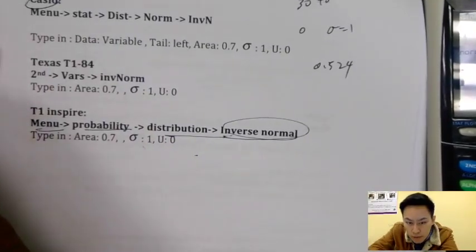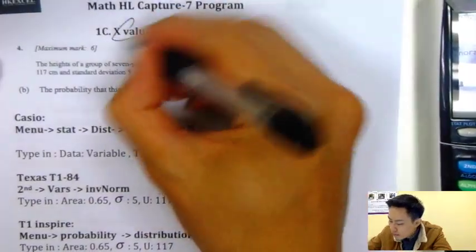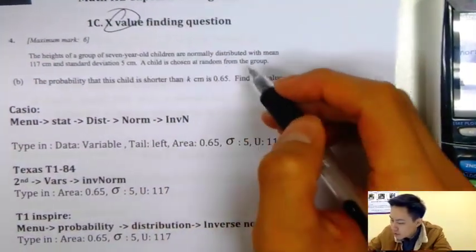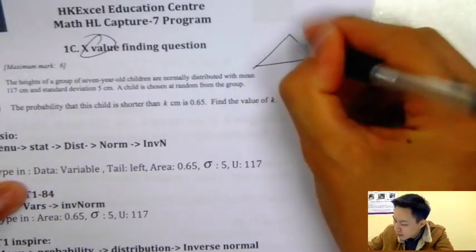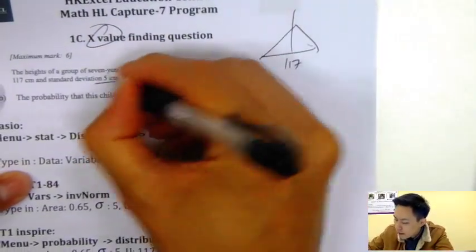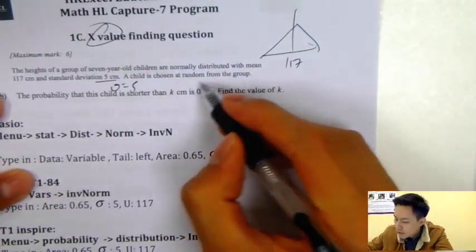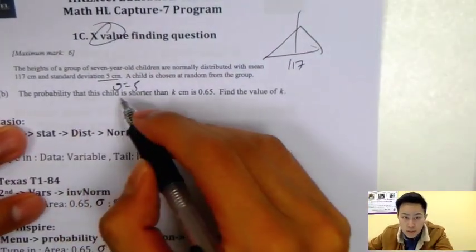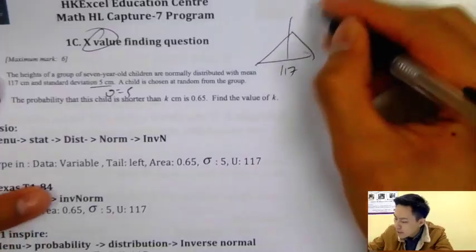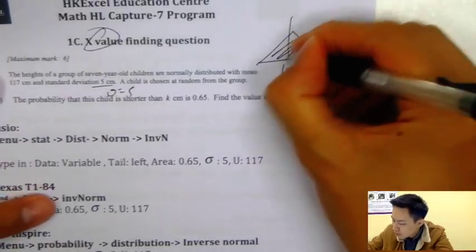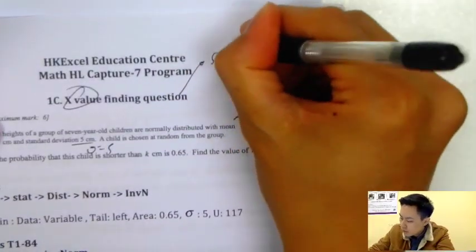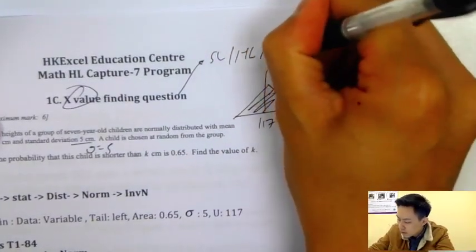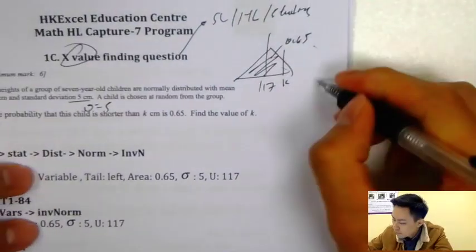Okay. So next part is the X value finding question. The heights of a group of 7-year-old children are normally distributed with a mean of 117, right? And the standard deviation is 5. A child is chosen at random from the group. The probability that the child is shorter than K cm is 0.65. So this technique applies to SL, higher level, and studies. So you have to learn how to find a K value.